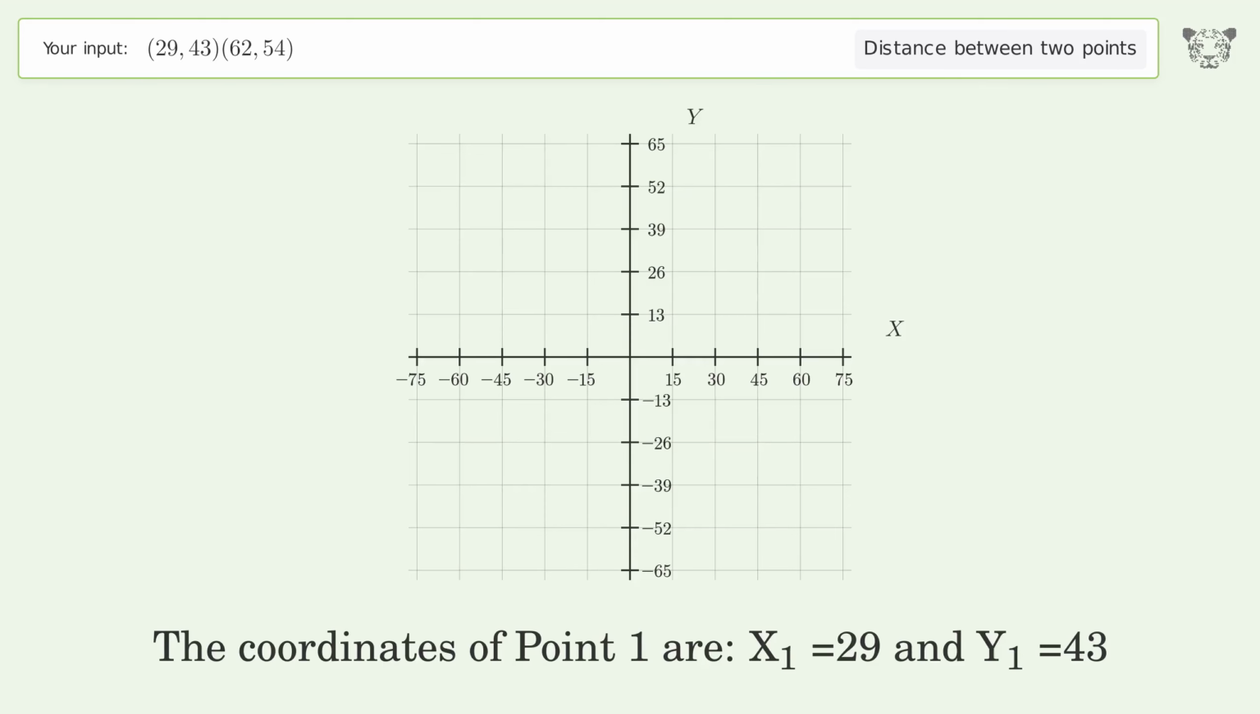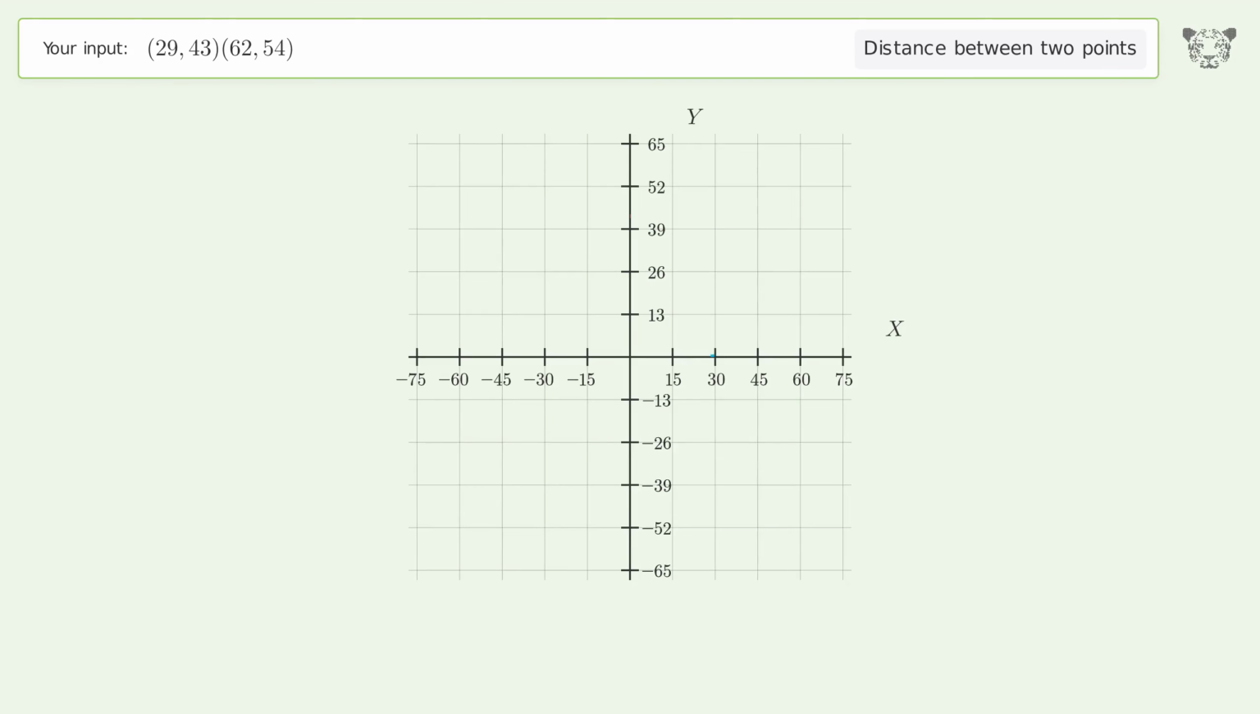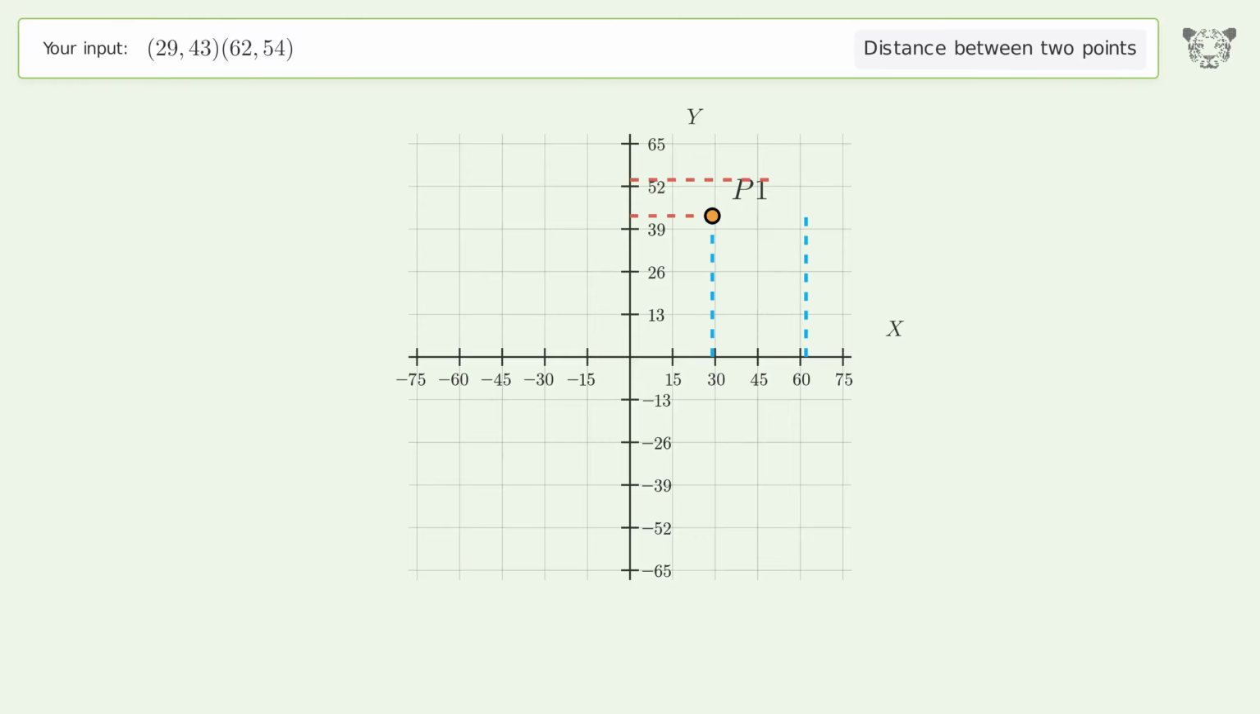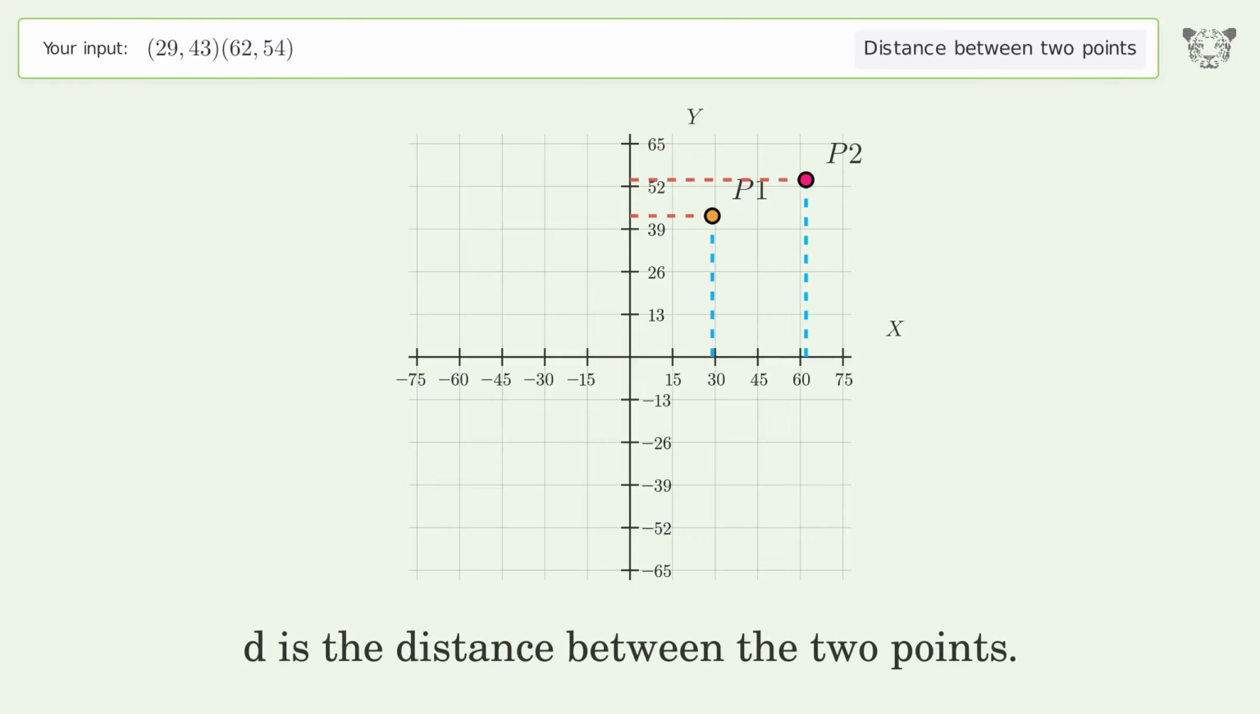The coordinates of point 1 are x1 equals 29 and y1 equals 43. The coordinates of point 2 are x2 equals 62 and y2 equals 54. D is the distance between the 2 points.